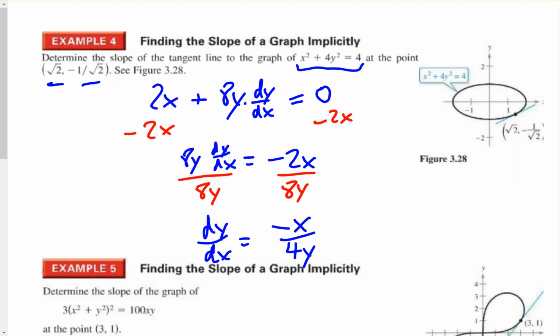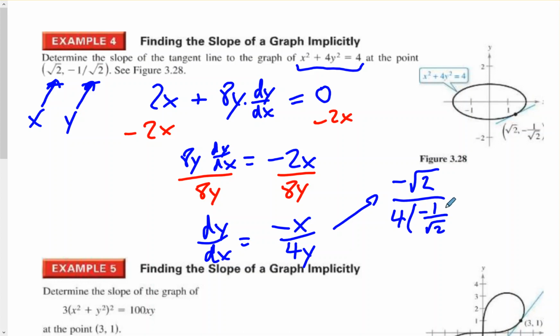Okay, so let's plug it in. So negative x, so we have square root 2 for the x, and a negative 1 over square root 2 for the y. Okay, so negative, that would be square root 2 over, and then it would be 4 times y, so the y is negative 1 over square root 2.